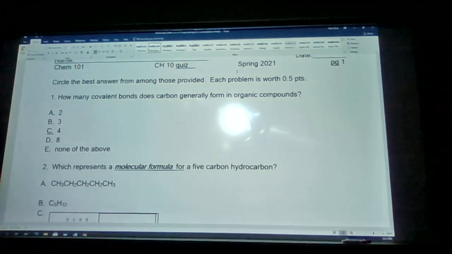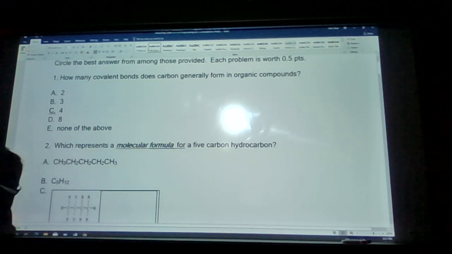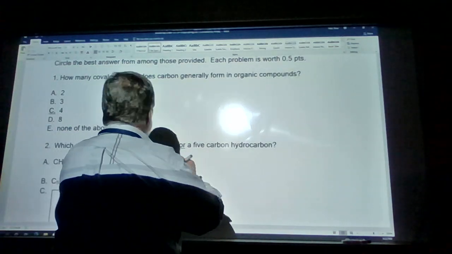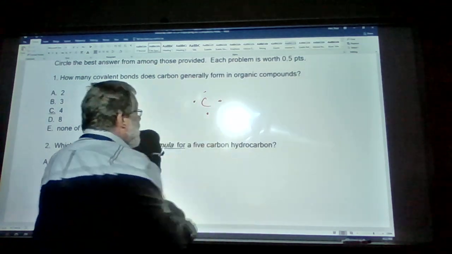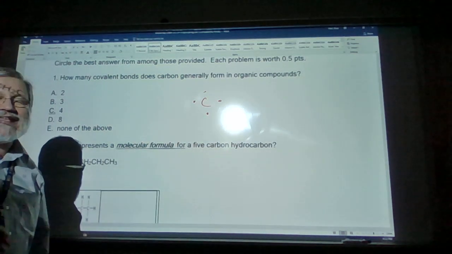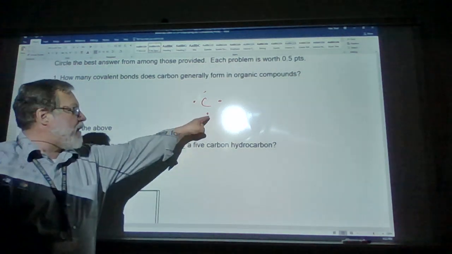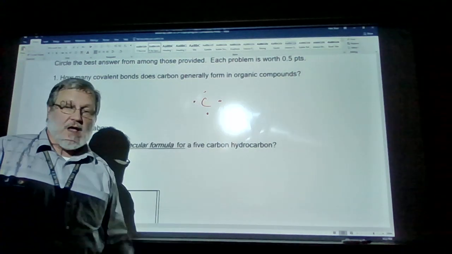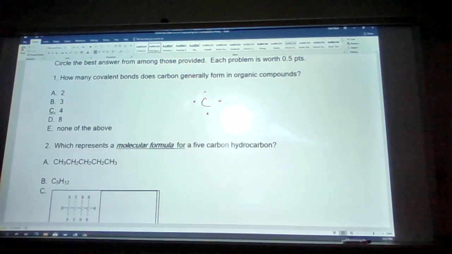First question, how many covalent bonds does carbon generally form? Again, carbon has 4 valence electrons. So if we draw the Lewis dot symbol for carbon, 1, 2, 3, 4. Carbon has 4 electrons. It's looking to find pairs for. Any element that can come in with a single unpaired electron can form a bond with carbon. Since carbon has 4 unpaired electrons, carbon can form 4 bonds.